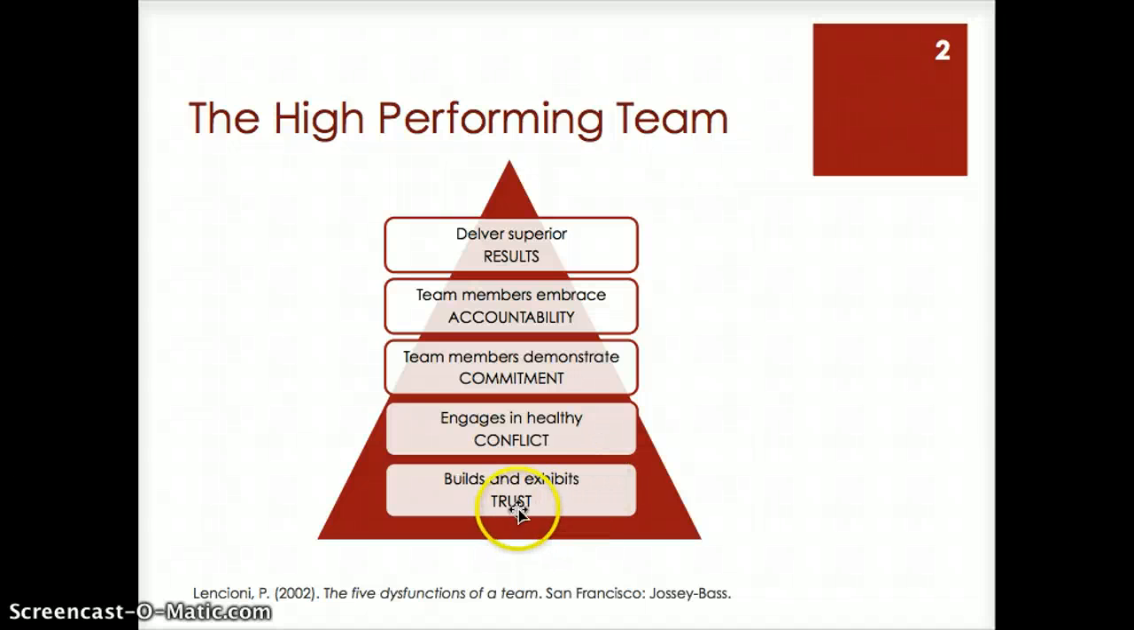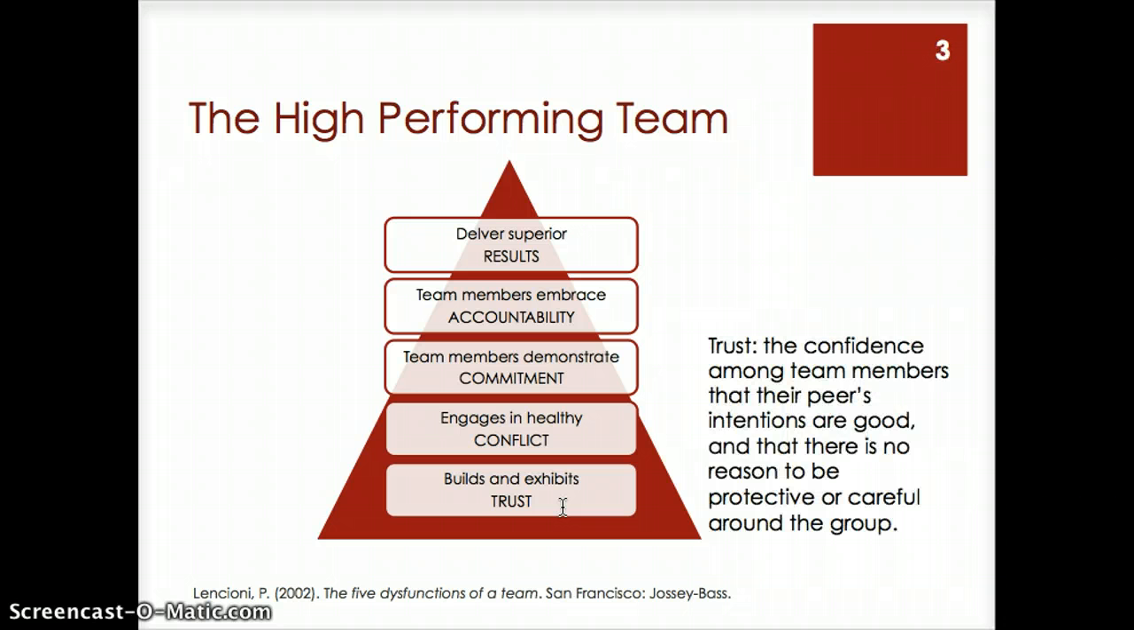And that's because they trust each other and they believe that each team member has the best interests of the others in mind. In fact, here's our definition of trust. So trust in our conversation here is going to be defined this way. That trust is the confidence among team members that their peers' intentions are good and that there is no reason to be protective or careful around the group.